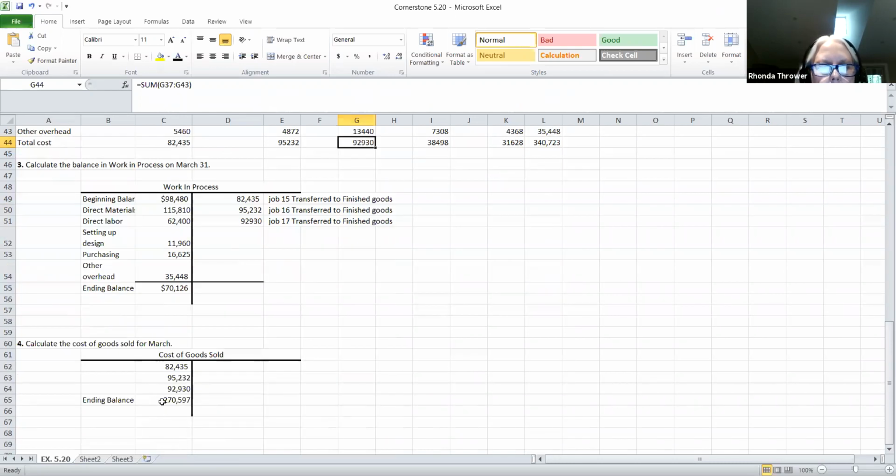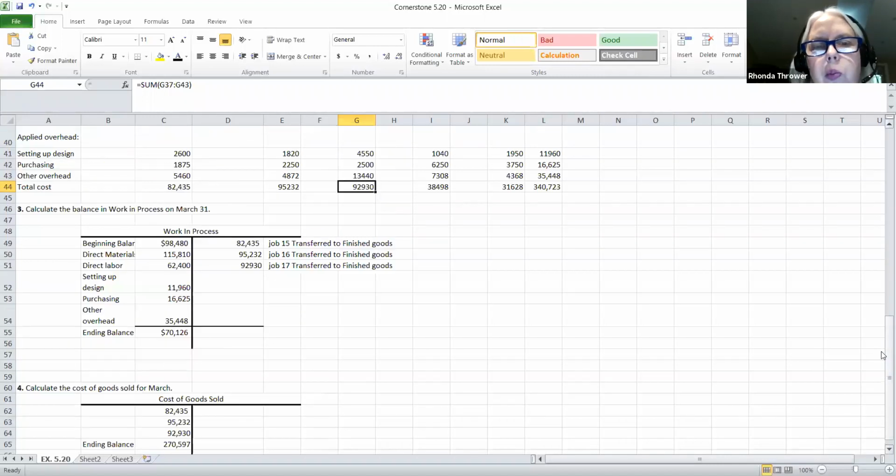So this 82,435 came from job 15 that was sold. Job 16 was 95,232, and job 17 was 92,930. All of these combined together are the total cost of the goods sold. That's all they wanted you to do on this problem.